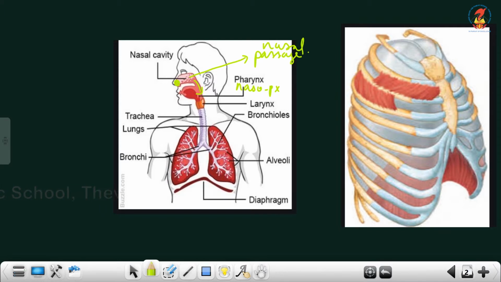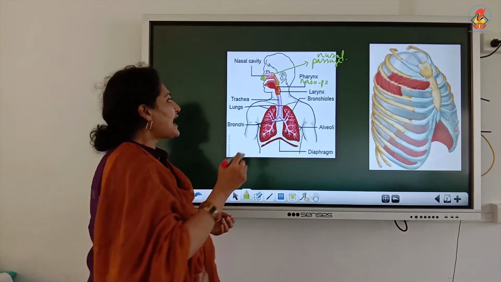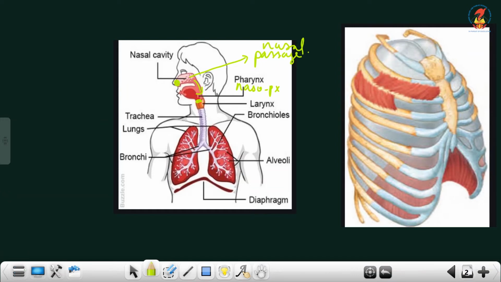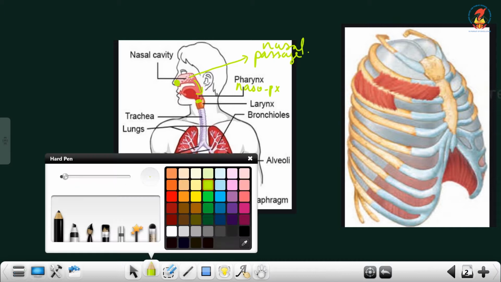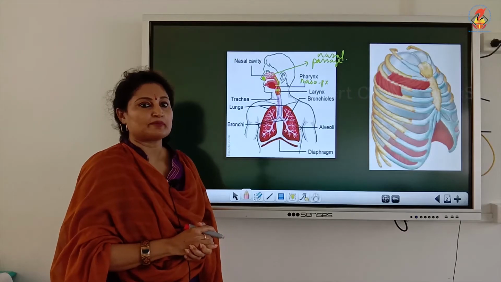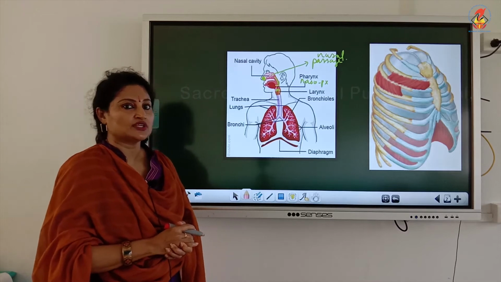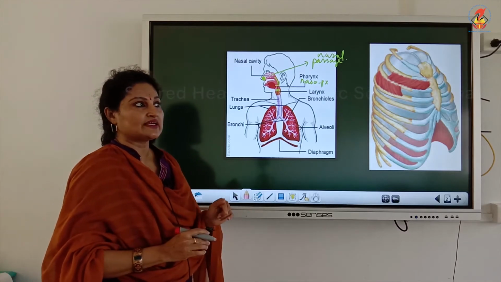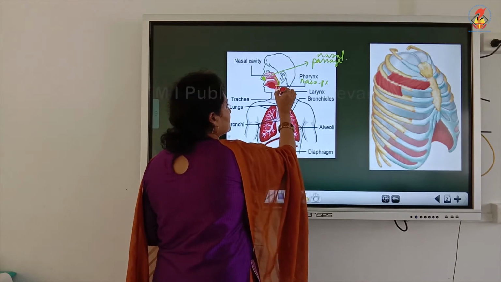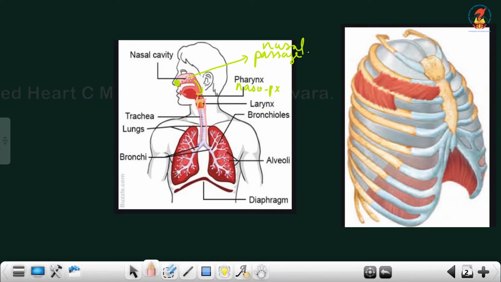It's a cartilaginous box which produces sound, and there is an opening called the glottis, and there is a chance of food getting into the glottis when we swallow. To prevent this, there is a cartilaginous flap of tissue called epiglottis that covers the glottis while swallowing, thereby preventing the food from entering into the glottis. So, glottis is an opening in the larynx, and the larynx opens into the tube called trachea.